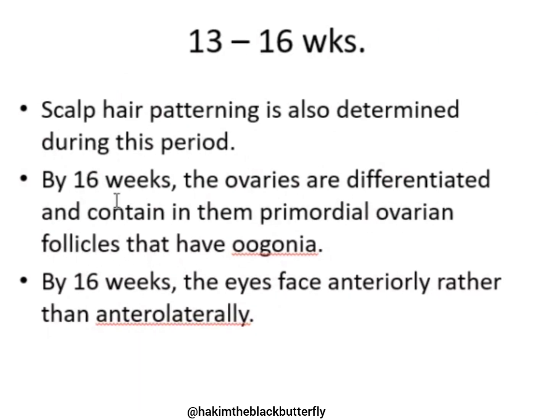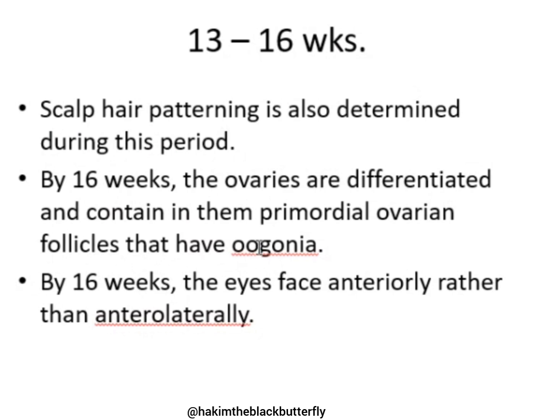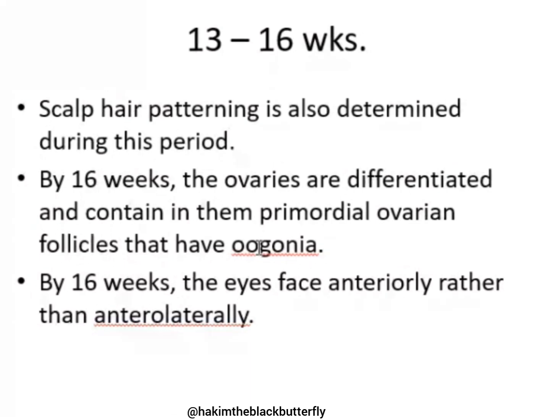And this is very important. Between week 13 to week 16, especially by week 16, the ovaries are differentiated and they contain primordial ovarian follicles that have oogonia. Oogonia are not originally in the ovaries. Oogonia migrate from the yolk sac and they enter the ovaries. And then they get surrounded by those gonadal cells which form follicles.